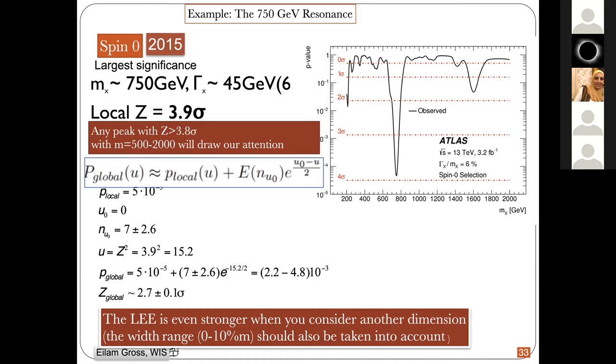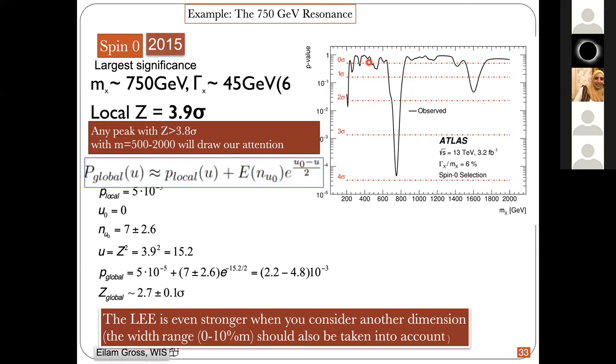So I remind you the formula. P global at the level U, here I use the letter U instead of C, is P local at the level U, plus, instead of brackets, I use the expectation of the number of up crossing at the level U0, e to the (U0 minus U) over 2. So people looked at this plot here and said, okay, I see a local fluctuation of 4 sigma at 750 with a local p-value of 5 × 10⁻⁵. P-local, 5 × 10⁻⁵. I think it's even less, I'm not sure. Okay, somewhere here. Yeah, 5 × 10⁻⁵.